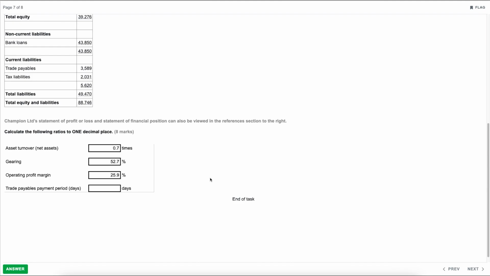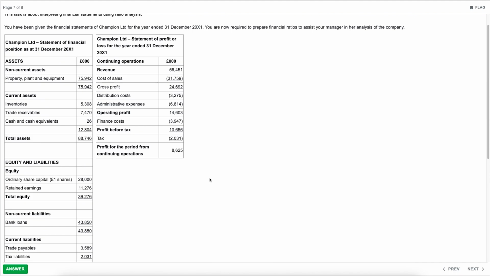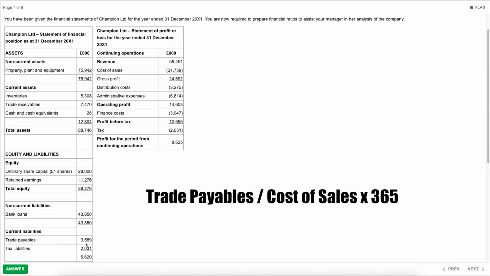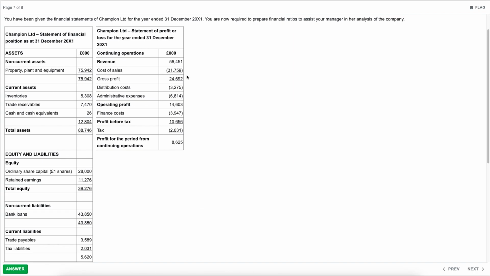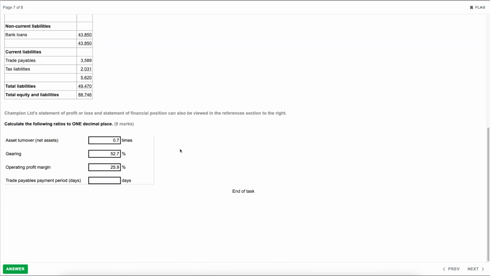And then the last one, trade payable payment days, simply shows how quick the business has paid off its credit suppliers on average throughout the year. And to calculate that, it would be our trade payables of 3,589,000 over our cost of sales figure of 31,759,000 multiplied by 365 to give you the answer in days, which works out again rounded to 1 decimal place to be 41.2 days.